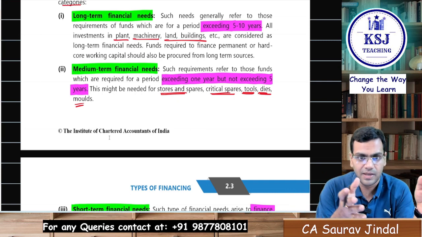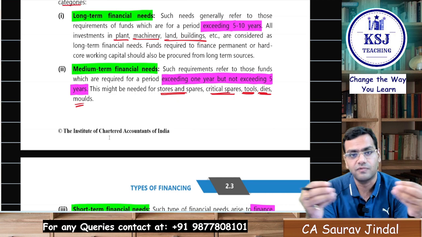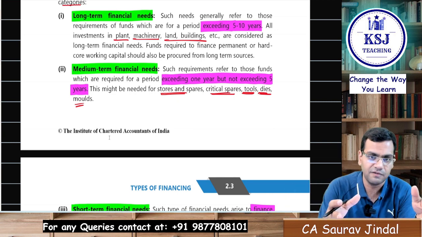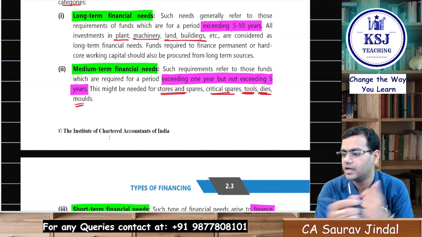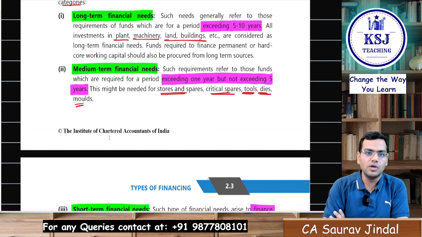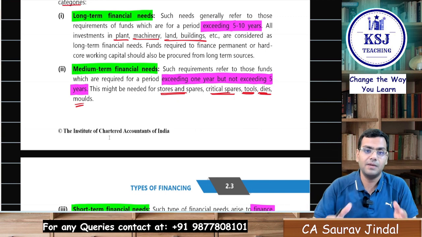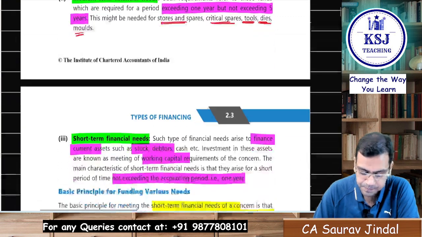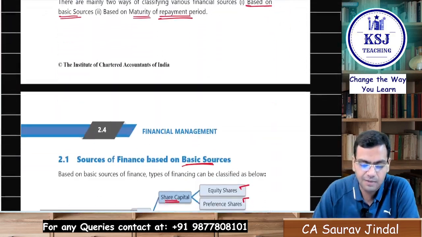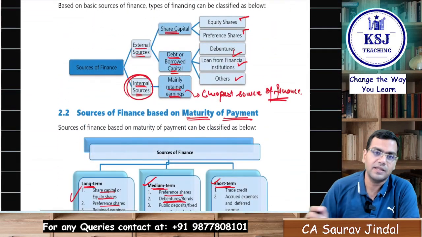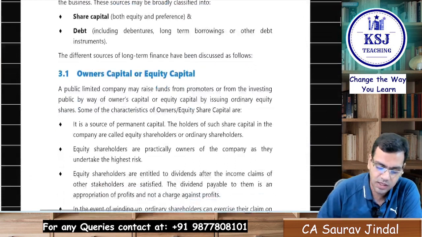Some of the things will be required for a shorter period of time, some for a long period of time, some for a medium period of time, right? Accordingly, you have to select your source, that how you are going to arrange the funds for a long period, for medium term, and for the short term. Okay. So now we are coming to the point: what are the various sources?